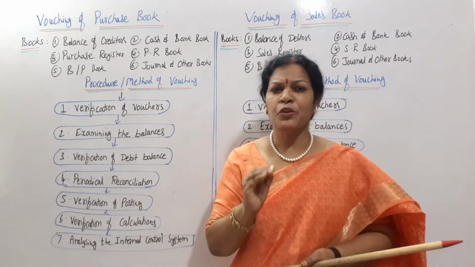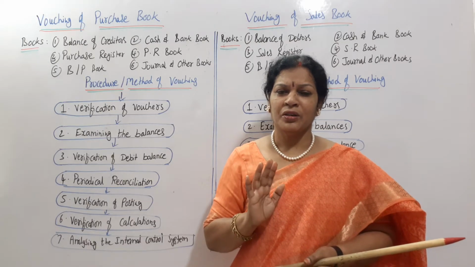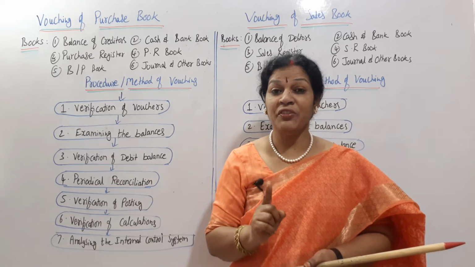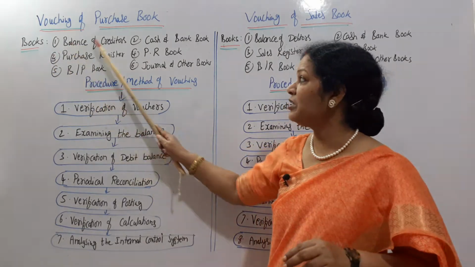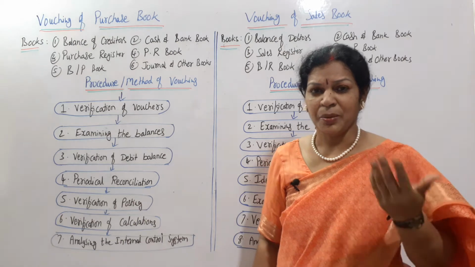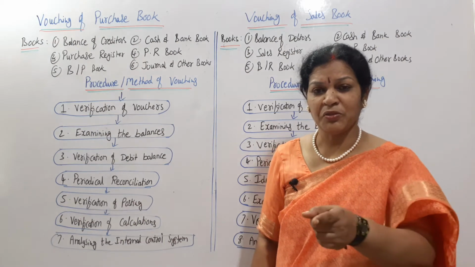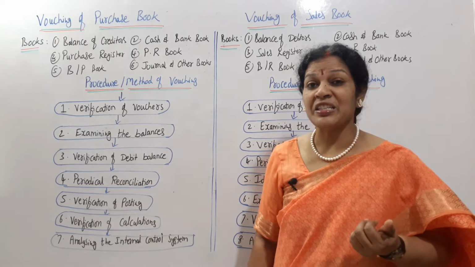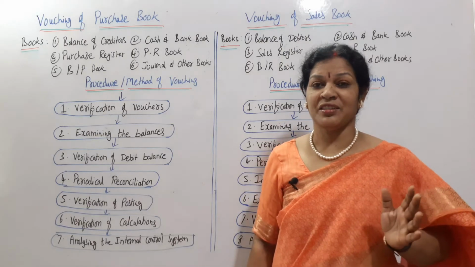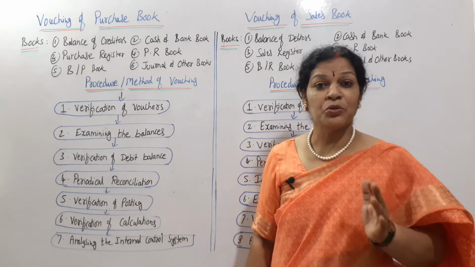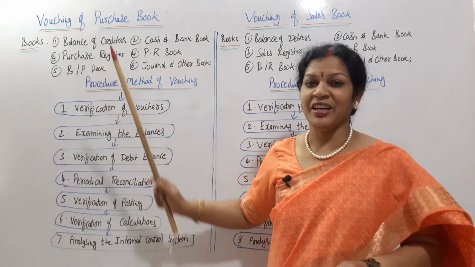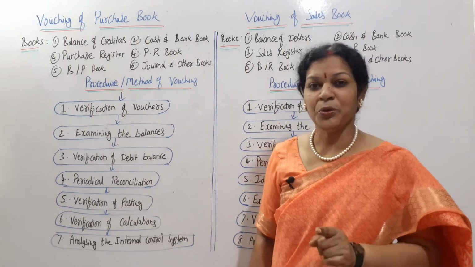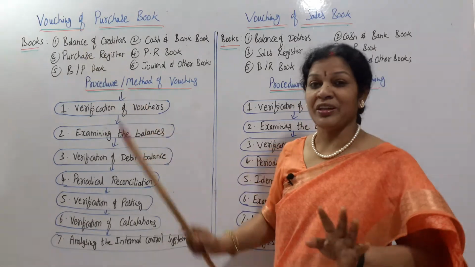For this, a few books you have to examine and verify. What are those books? Six books are there. First one is the balance of creditors. Purchasing goods on credit basis means purchasing from creditors. Say I have purchased goods from Mr. X. Mr. X is the creditor here. So we want to examine the balance of creditors.